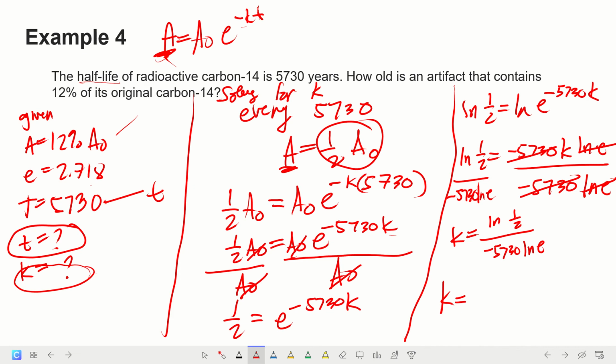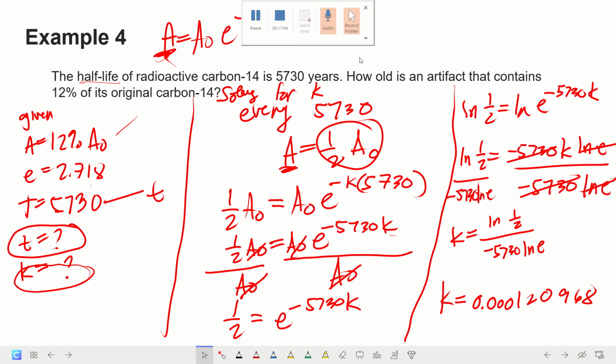You will get that the value of k, or the relative growth rate factor, is equal to 0.000120968. So, this is our growth rate factor. So, going back to our original.